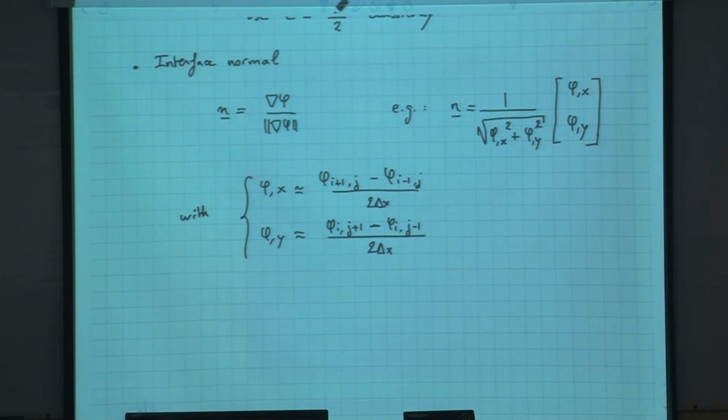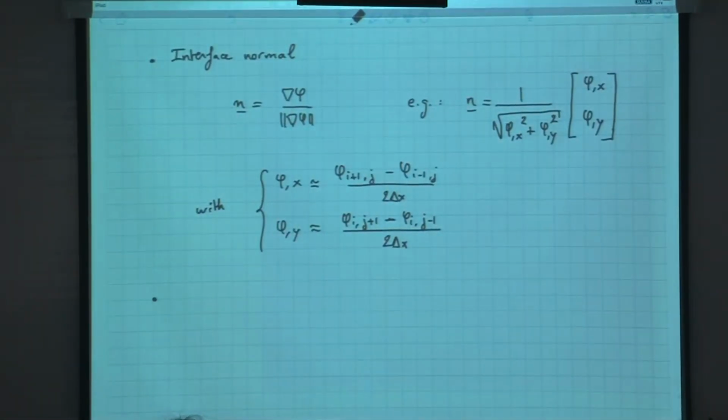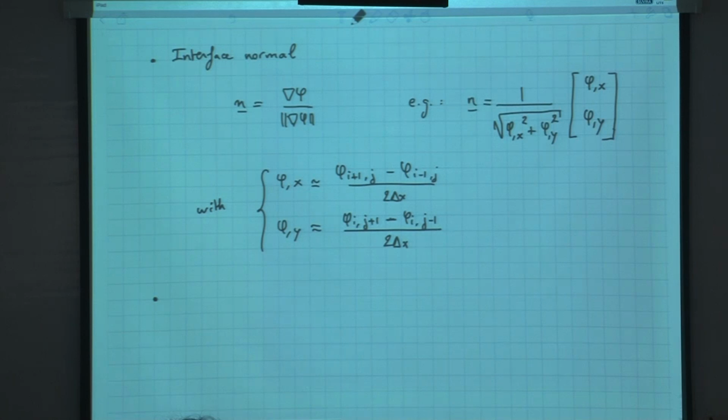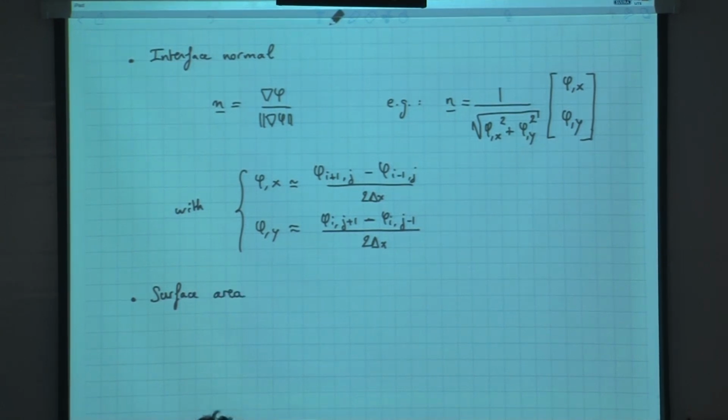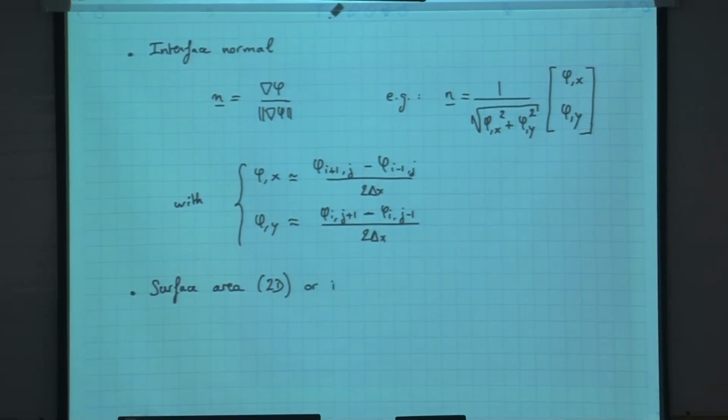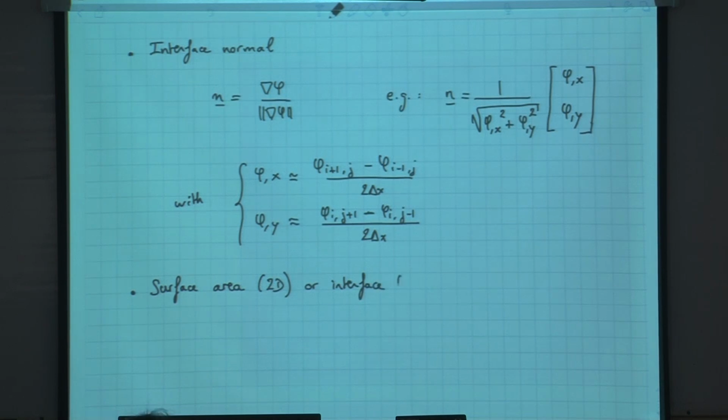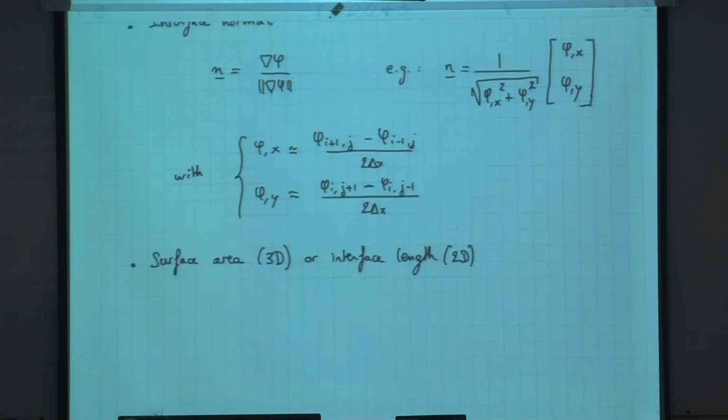You could be interested in computing the surface area, or in 2D, the line length of interface. Same thing, instead of discretizing a Heaviside, this time we'll have to discretize a delta function. Sorry. Surface area is in 3D. Interface length is the equivalent 2D piece of information.